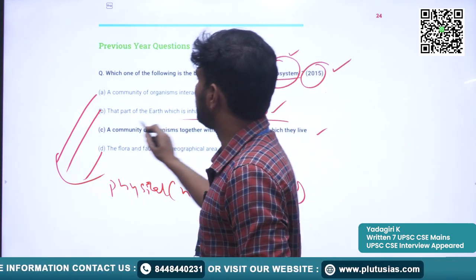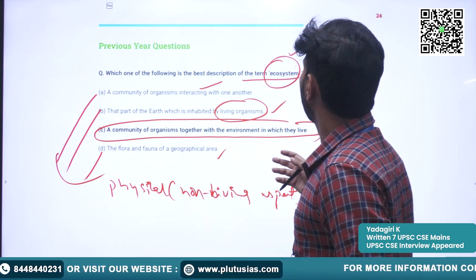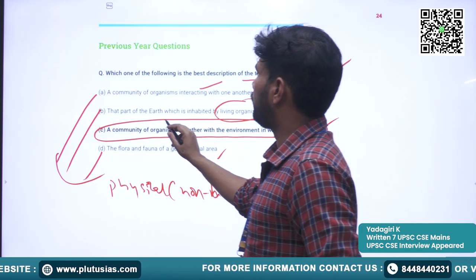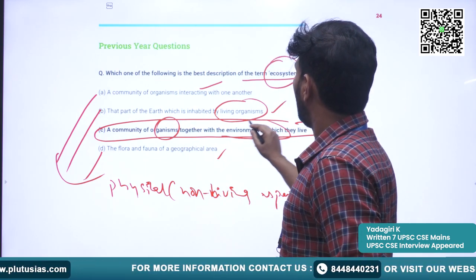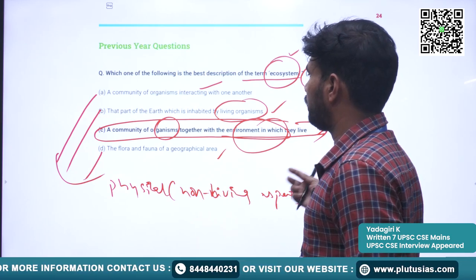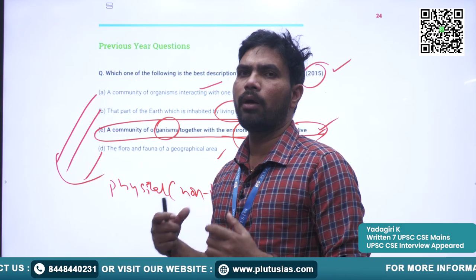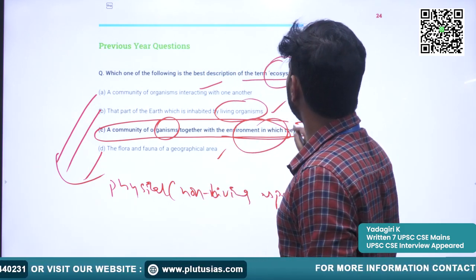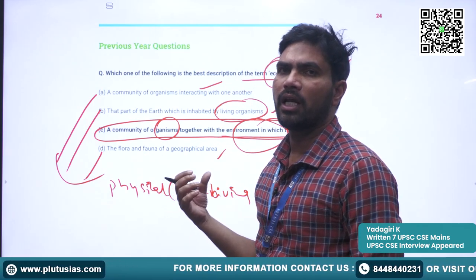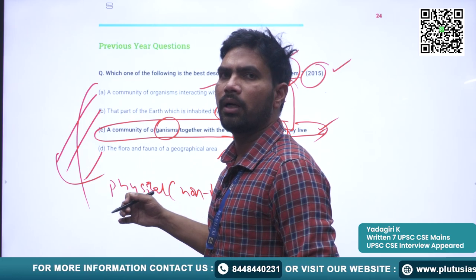So option C properly defines the concept of ecosystem. A community of organisms, this is the biotic part, together with the environment in which they live. So there is an interaction between the biotic and abiotic factors, that is known as the ecosystem. In the rest of the options, the physical environment is missing. Because of that, the three rest of the options become incorrect.